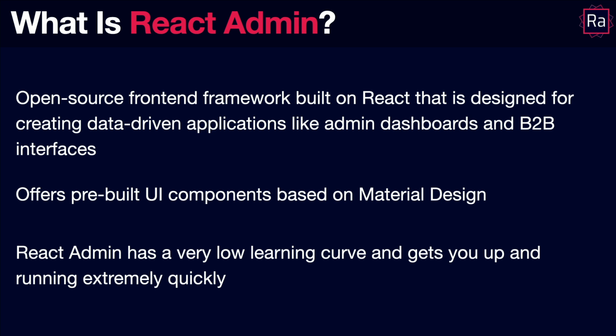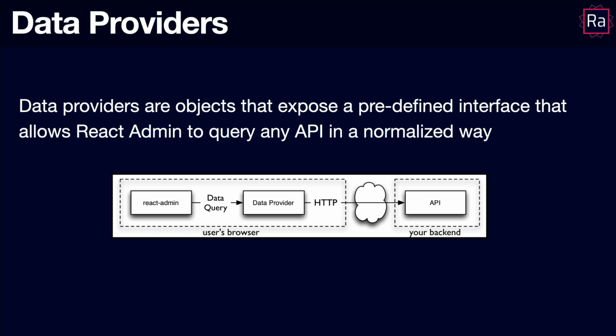And React Admin doesn't use fetch directly. It actually uses something called a data provider object to interface with your API. So let's talk a little bit about data providers. These are objects that expose a predefined interface that allows React Admin to query any API in a normalized way. You can think of a data provider as an adapter or a bridge between your React Admin interface, your front-end UI, and the back-end API. It handles communication like data fetching, creating new records, updating existing ones, deleting records, all that stuff.